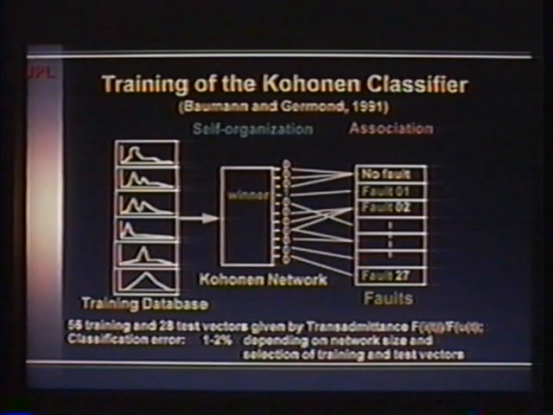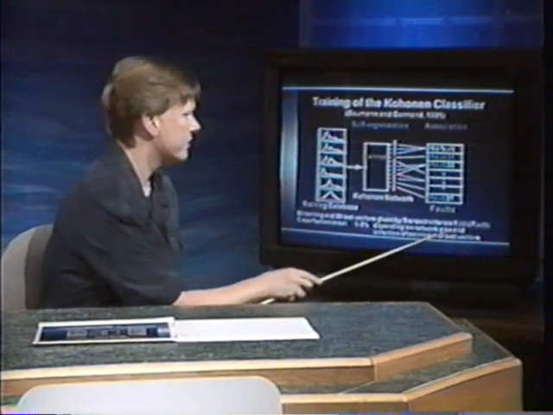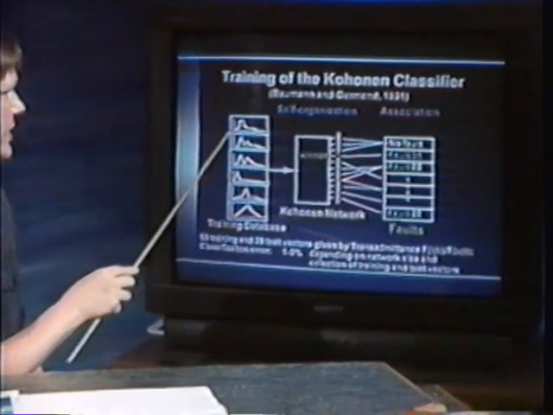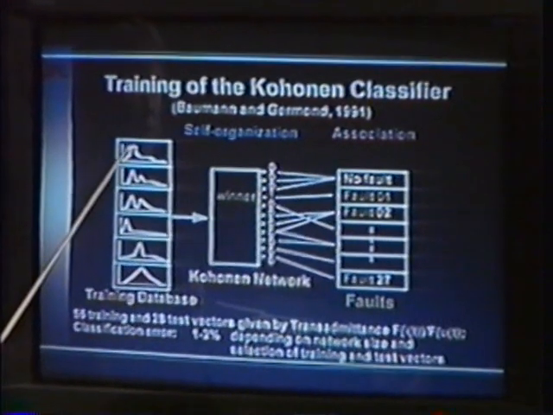Let me now go to some applications of the self-organizing feature map to power systems. The first application I would like to cite is the work done by Thomas Baumann and Alain Germond from the Swiss Federal Institute in 1991. They were training the Kohonen classifier for transformer diagnosis. Basically, they have established 56 training cases and 28 weight vectors, and these were given by the transadmittance of a transformer, actually by the Fourier transformation of the transadmittance of the transformers.